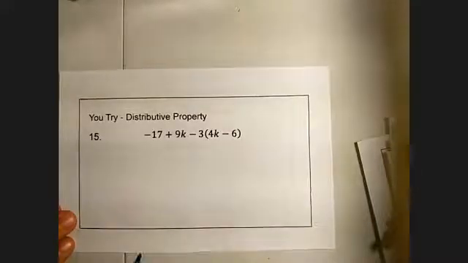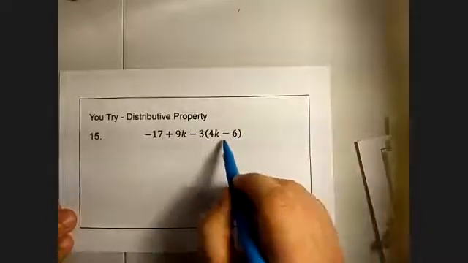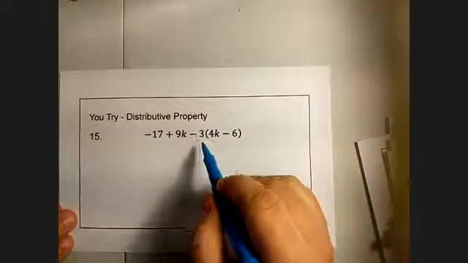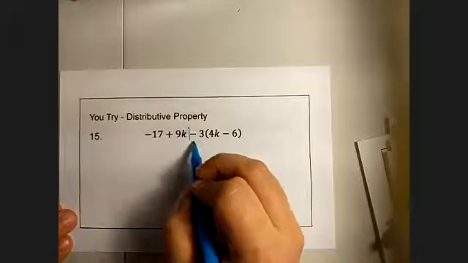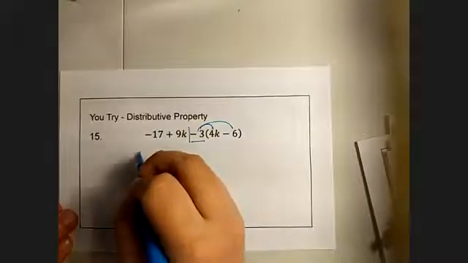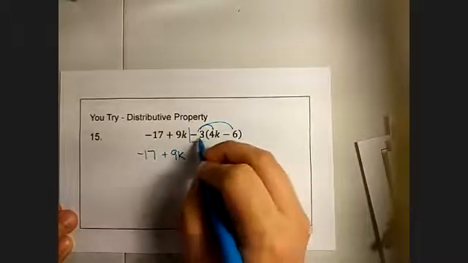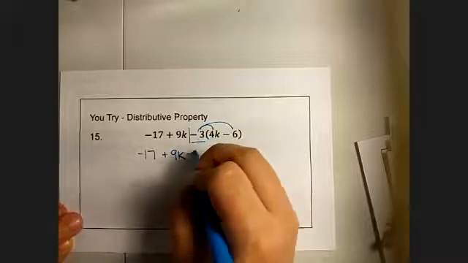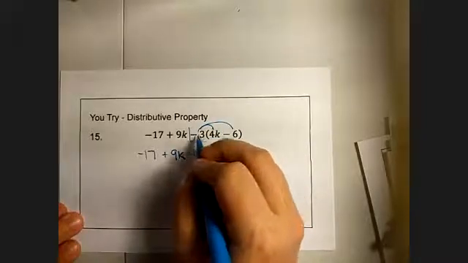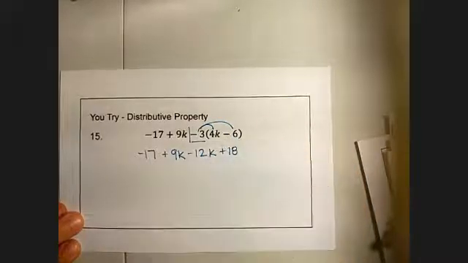So hopefully you've tried the problem. Okay. What we're going to do here is we're going to look at what we need to do first. And that first thing is always to distribute. Okay. We have to be careful here. We're distributing a -3 in this case. Okay. So that -17 stays. The +9k stays. -3 times 4k is -12k. -3 times -6 is +18.